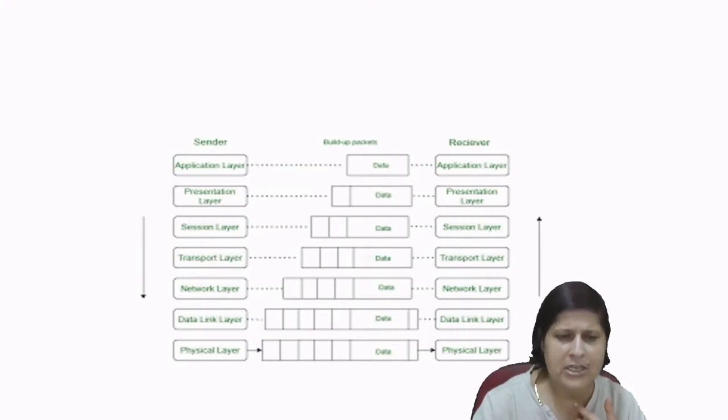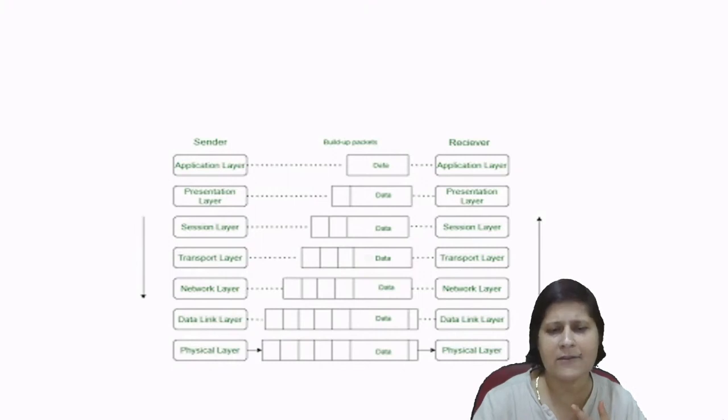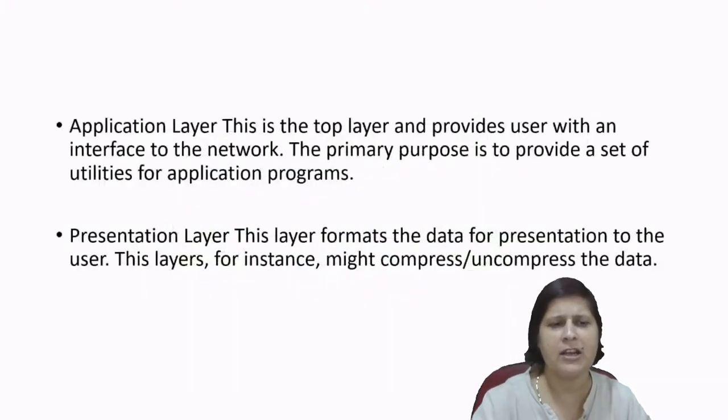Repeating again, first layer is starting from bottom. First layer is physical layer, second layer is data link layer, third layer is networking layer, transport layer, then comes session layers, then presentation layer, and the seventh layer is application layer.